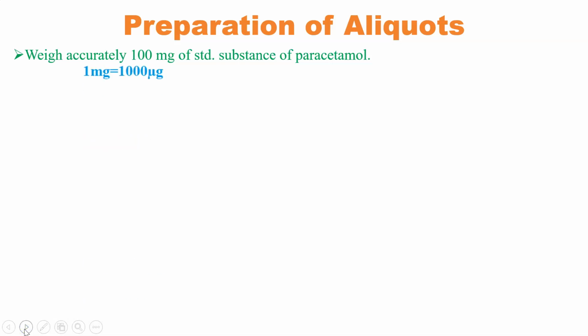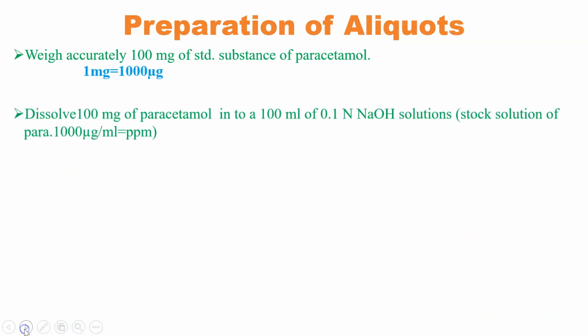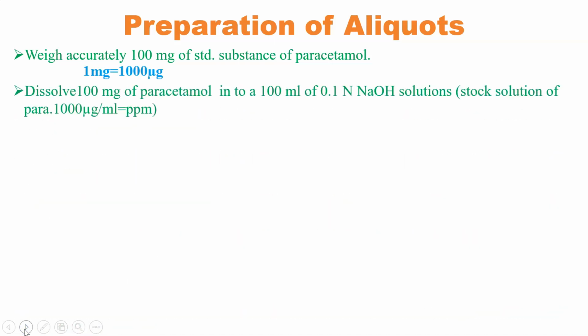For that purpose, firstly you should know the relation between milligram and microgram. So 1 milligram is equivalent to 1000 microgram. We need this because we want to do calculations for a dilution, so we need to understand this relation. It means that 1 milligram is 10 raised to 3 microgram per ml.